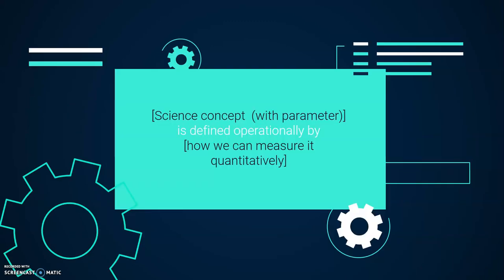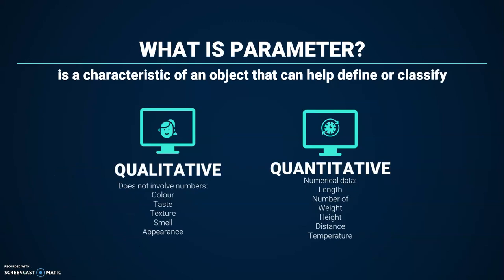Okay? So to sum it up, it is actually a science concept that we must mention with the parameter that can be defined operationally by how we can measure it quantitatively. Okay? Alright, don't worry, let's look one by one. Okay? So what is parameter? Parameter is a characteristic of an object that can help define or classify that object.